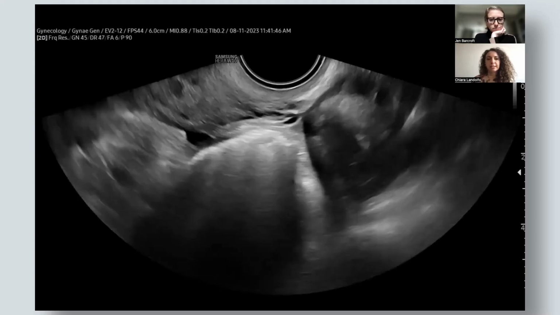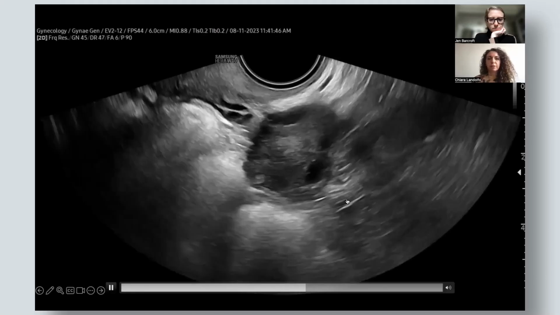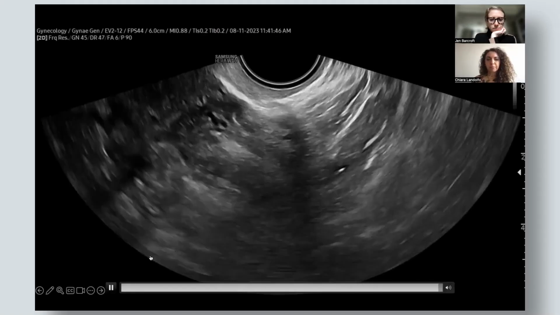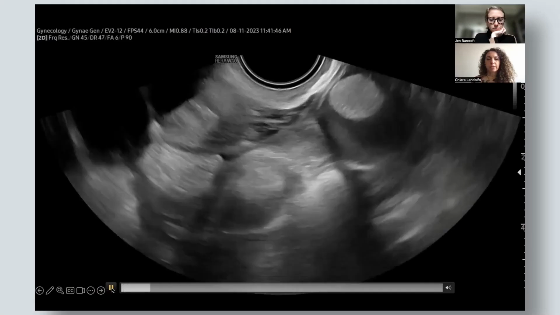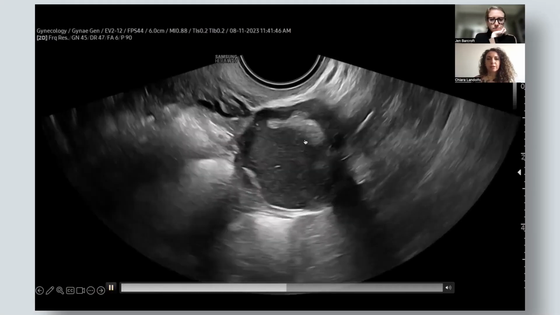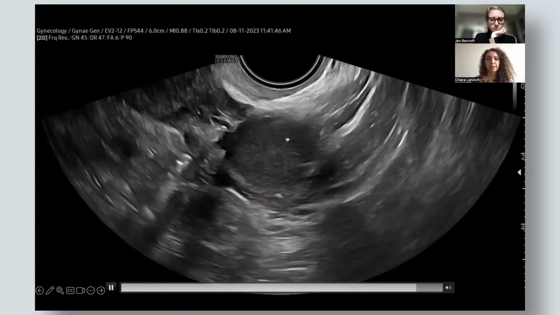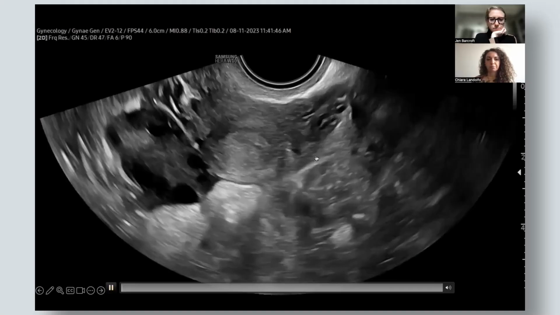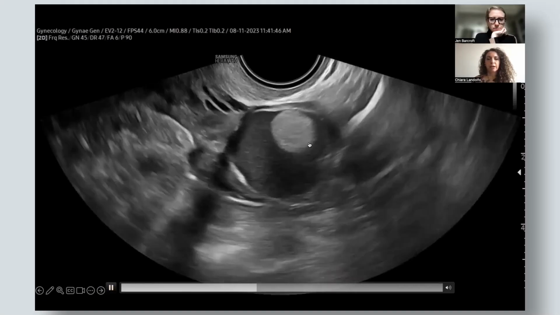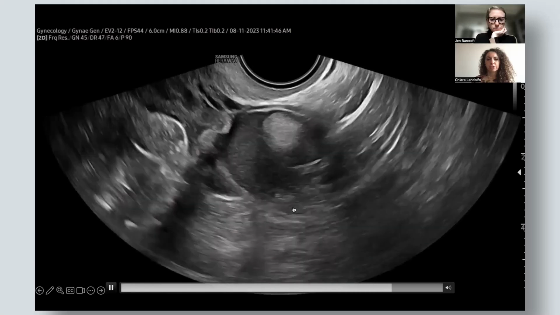So here you can see the ultrasound moving from the contralateral ovary through the uterus, and here the cyst of interest. You can see that there is a cyst with this white ball inside, and we can see also the healthy ovarian tissue around. We can go around. So this is the lesion. This is the cyst itself, and here the healthy ovarian tissue.